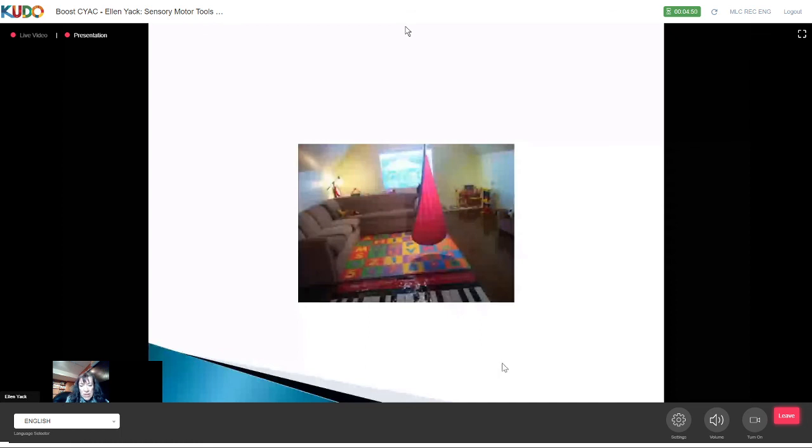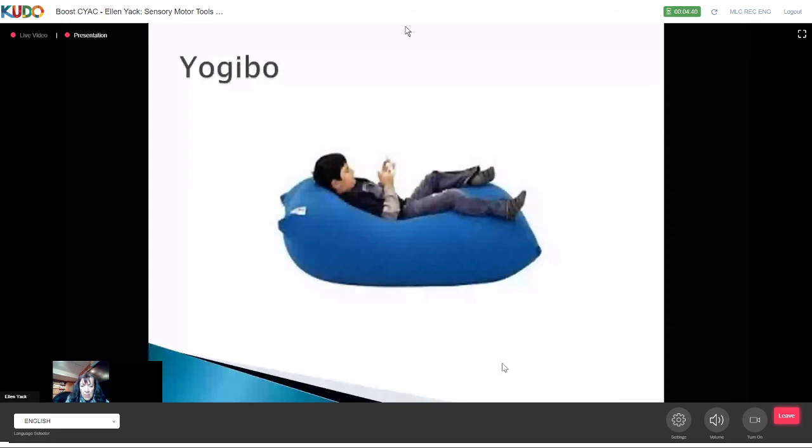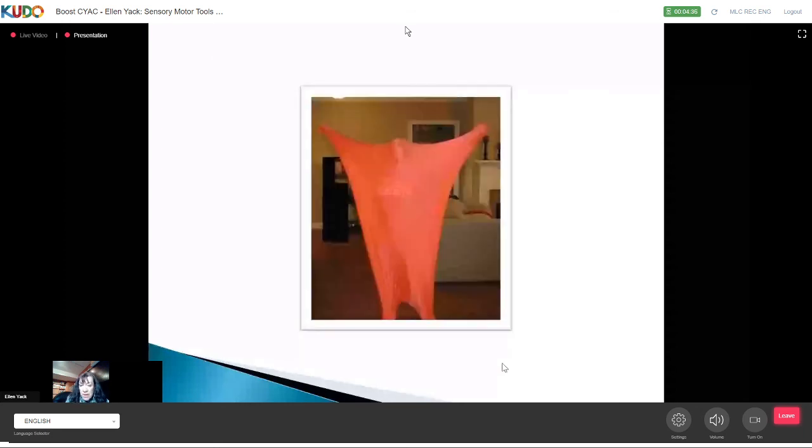And for really anxious kids and adults, I'm having them put these kinds of swings in their home. Yogi Bo is a crash, sort of a more substantial beanbag chair that hugs the body. This is a ghost. It's called a ghost, but it provides a lot of input to the body.